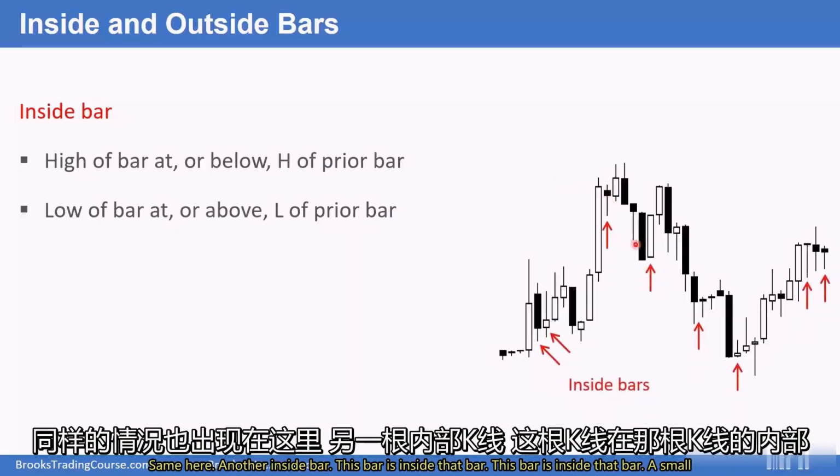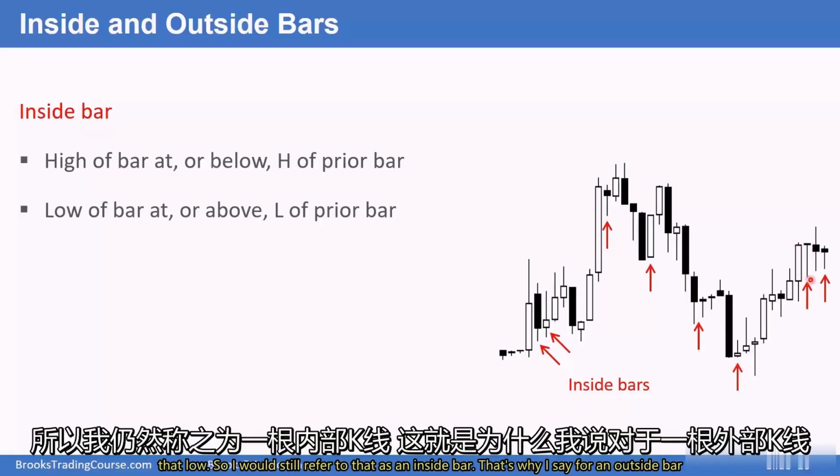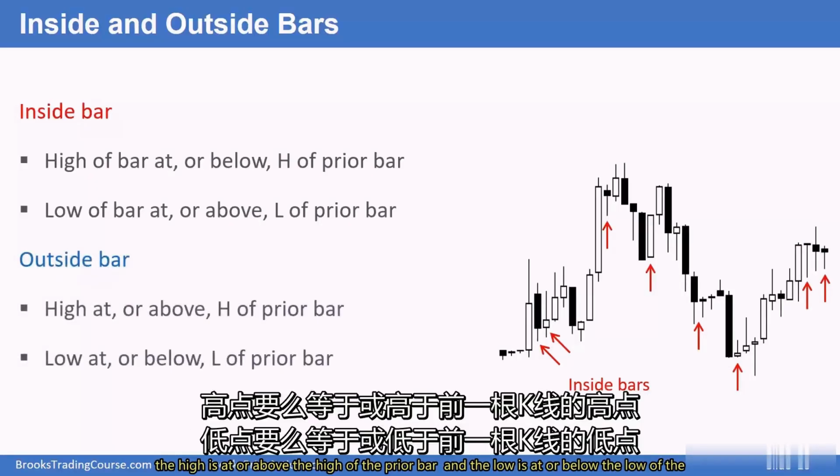Same here, another inside bar. This bar is inside that bar. A small inside bar here. Here's an inside bar. The high is the same as that high, but the low is above that low. So I would still refer to that as an inside bar.